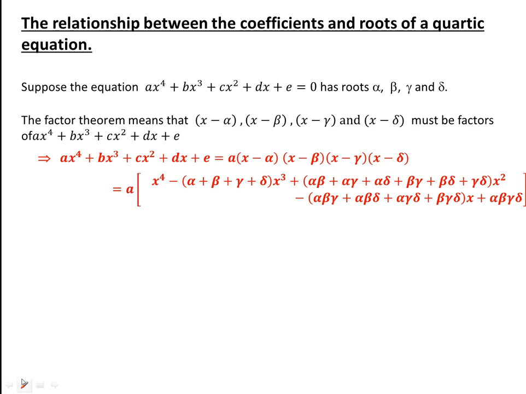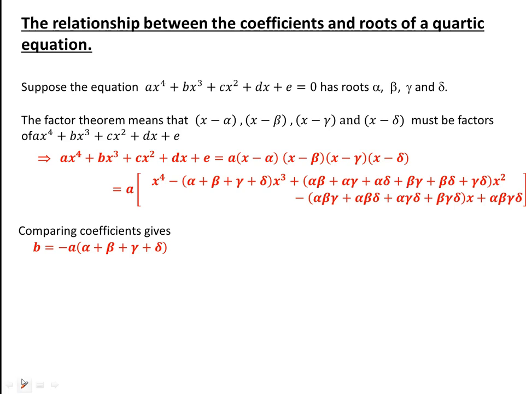Now we can start comparing coefficients. The coefficients of x to the 4, I've just got ax to the 4 equals ax to the 4. Not particularly interesting. So it simply gives me a equals a. Looking at the coefficients of x cubed, however, on the left hand side I've got b, on the right hand side I've got minus a times alpha plus beta plus gamma plus delta.